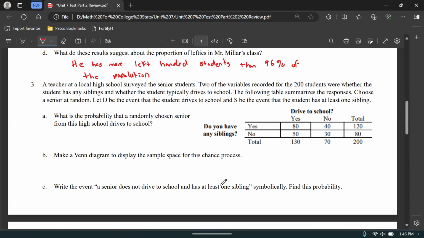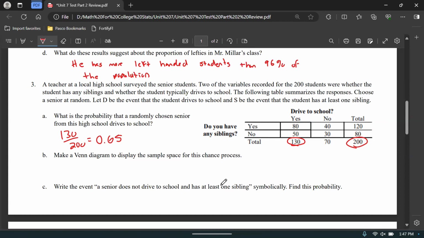So, okay, drives to school. So we have 130 that drive to school out of 200. So 130 out of 200, which is about 65%, so 0.65. All right, easy peasy. That's good.